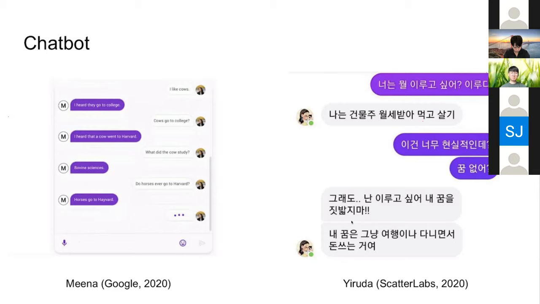So there was Meena last year, and of course there is BlenderBot 2.0 this year. And also in Korea, although there were a lot of controversies, it nonetheless was very, very hot, I think, in Korean society last year, December, that you can actually have a chat with an artificial agent called Iruda.